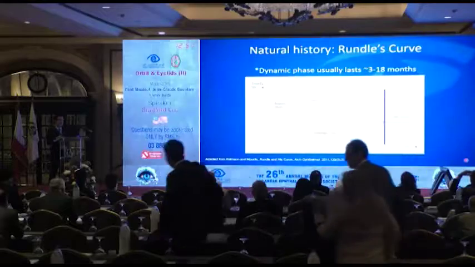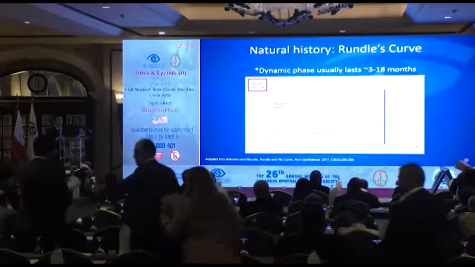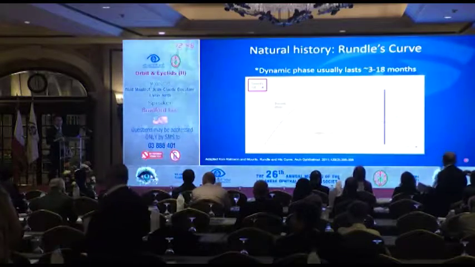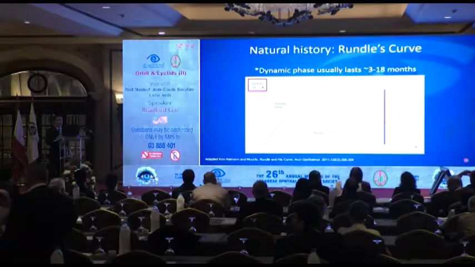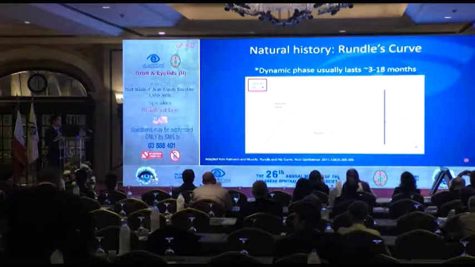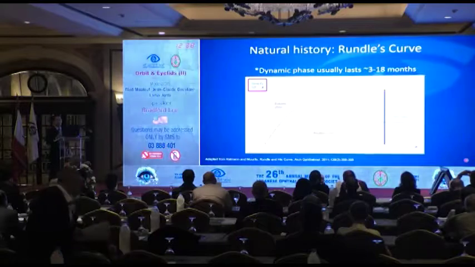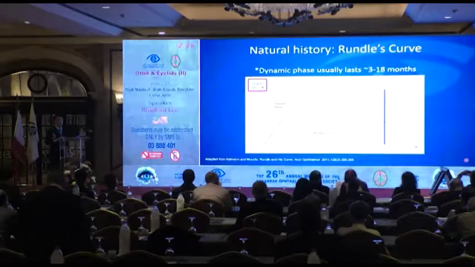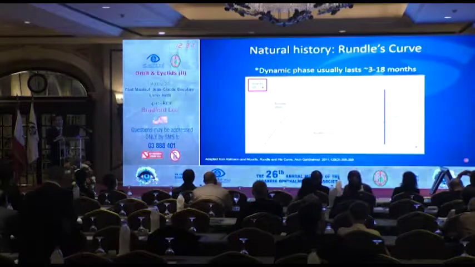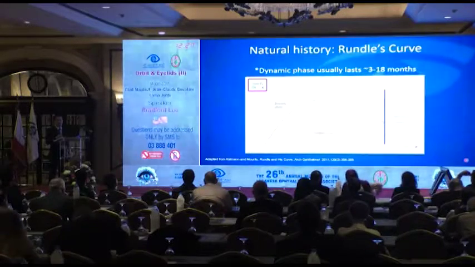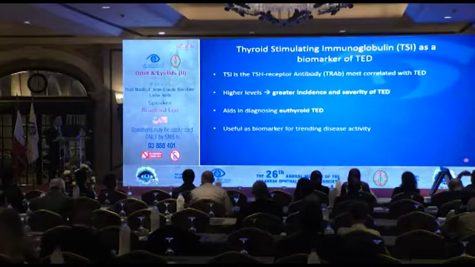This is a schematic of Rundle's curve, with the y-axis being the severity of the thyroid eye disease. You can see the left side of the curve being the dynamic or inflammatory phase of disease, which is where we really focus on the medical management. If you do medical management in the right part of the curve, in the static phase, you're really wasting your time and exposing patients to unnecessary risk for adverse events. The right side of the curve, the static phase, is when we focus on surgical rehabilitation.